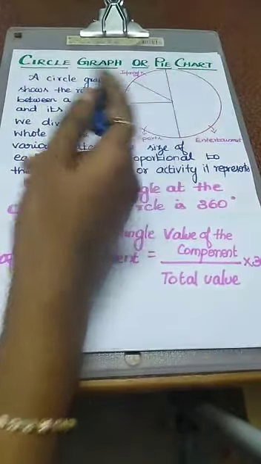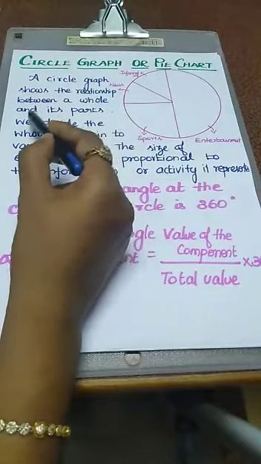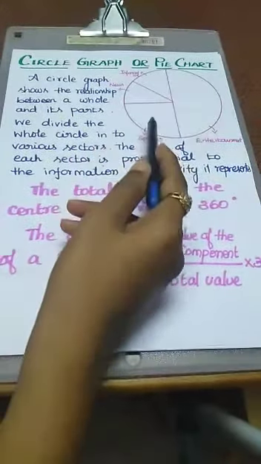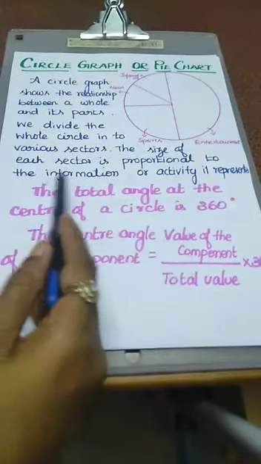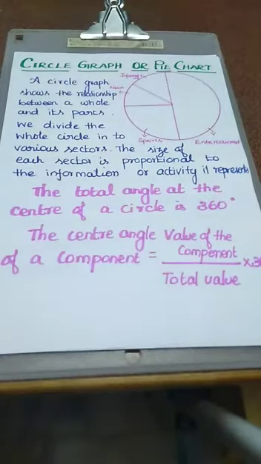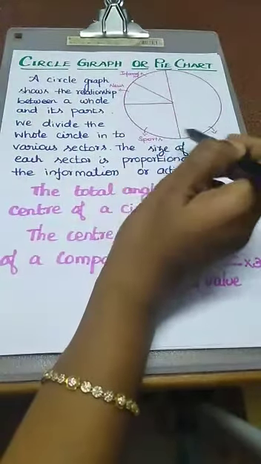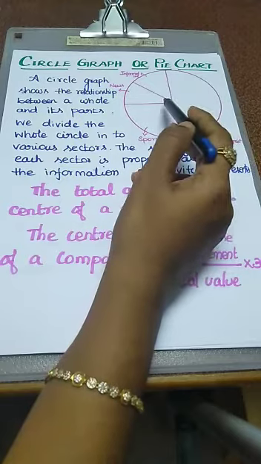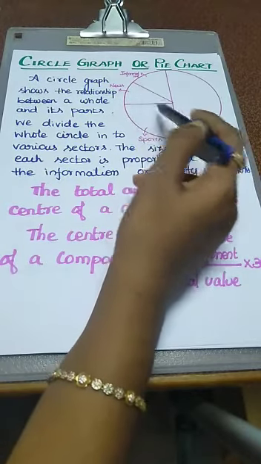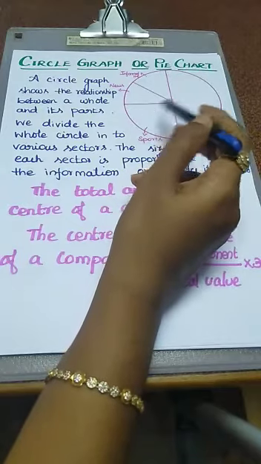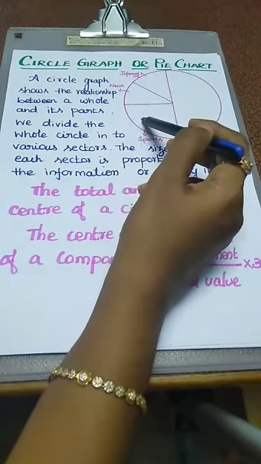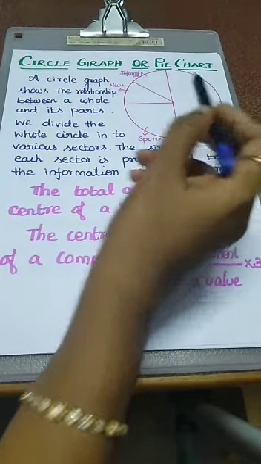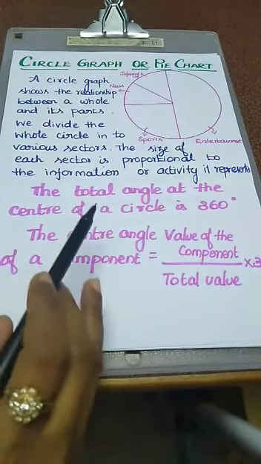Circle graph or pie chart. A circle graph shows the relationship between a whole and its parts. We divide the whole circle into various sectors, that is, these parts. The size of each sector is proportional to the information or activity it represents. A pie chart is a circular graph which shows the total value with its components. The circle is divided into sectors and the area of a sector is proportional to the information given. The area of a circle represents the total value and the different sectors represent the different components. In a pie chart, the data are mostly expressed in percentage. Each component is expressed as a percentage of the total value.